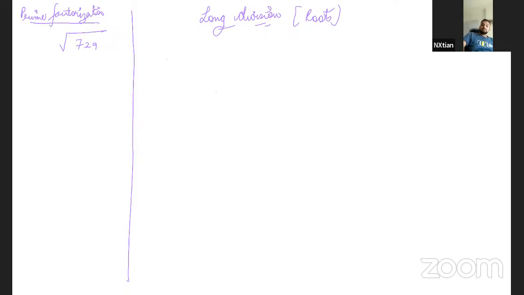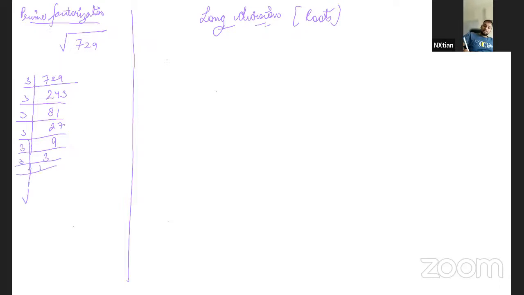So first, 729 is the question. How will you do it? First, we will find the factors of 729. 729, then it will become what? 243, then it will become 81, then 27, then 9, then 3, then 1. So 729 goes to 243, 81, 27, 9, 3, 1.